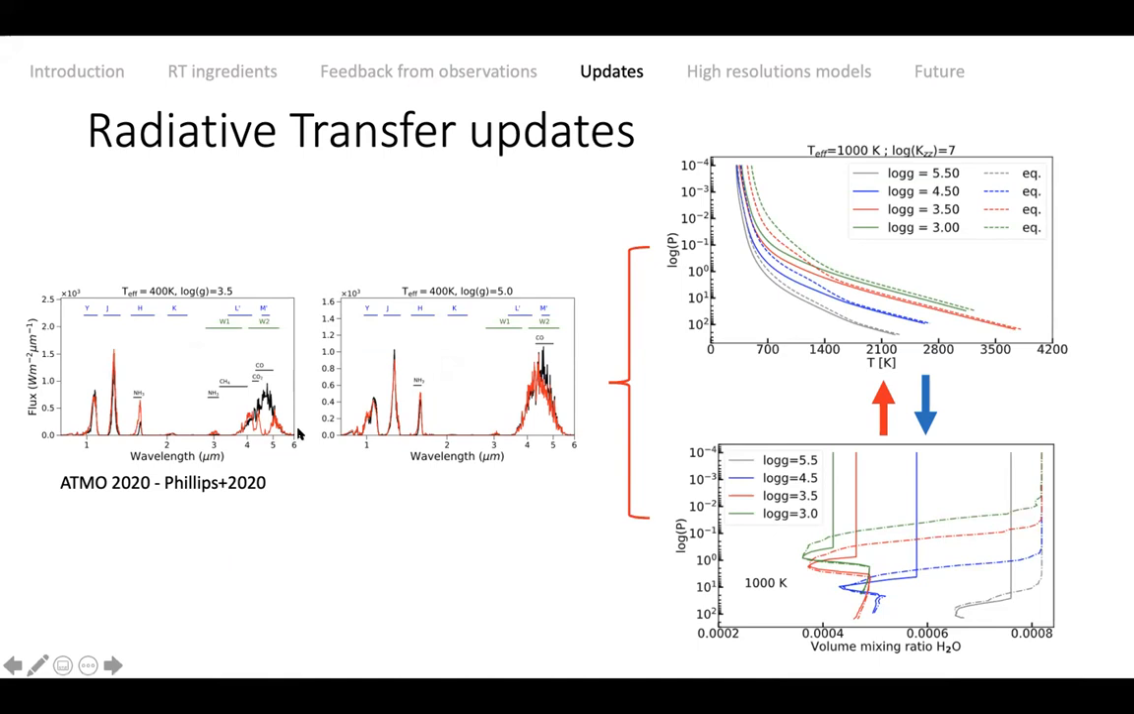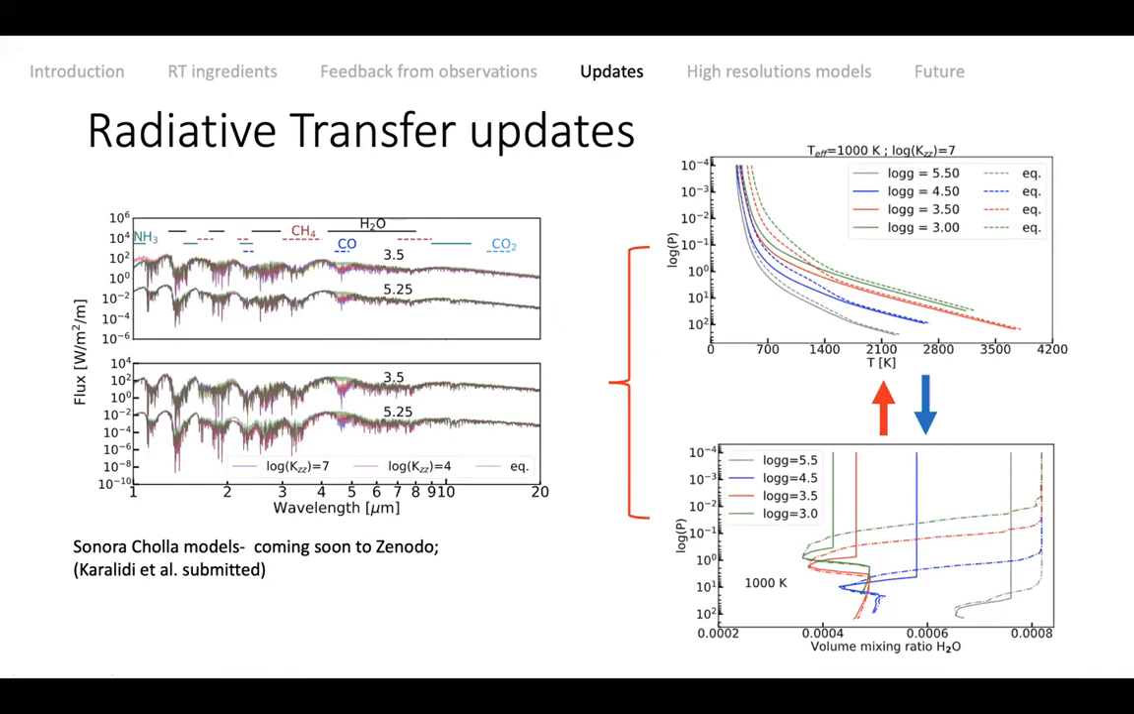And you can see, for example, how the disequilibrium chemistry brings a really different CO signal here. And we have also done it now with the Sonora models. Soon, you will be able to access the Sonora Chaoya models from Zenodo. We have used an iterative scheme in order to model clear atmospheres with disequilibrium chemistry. And you see, for example, how some species like CO can really leave a clear signature in our spectra.